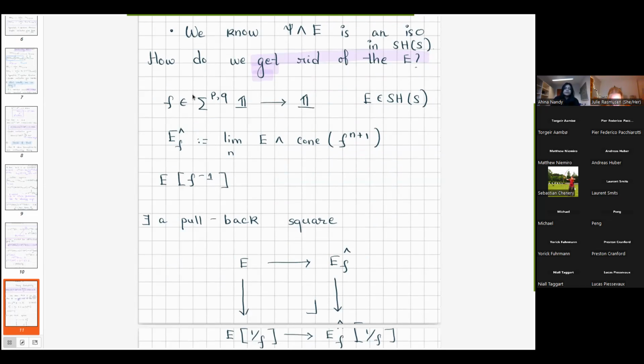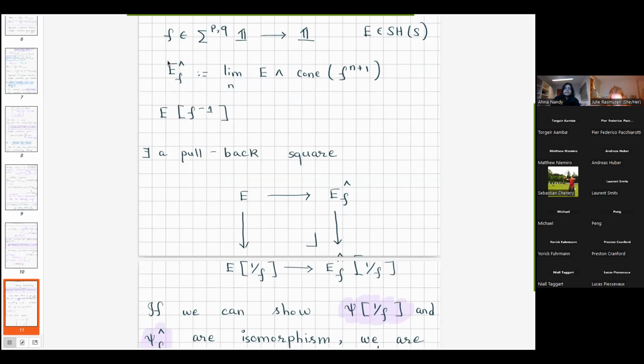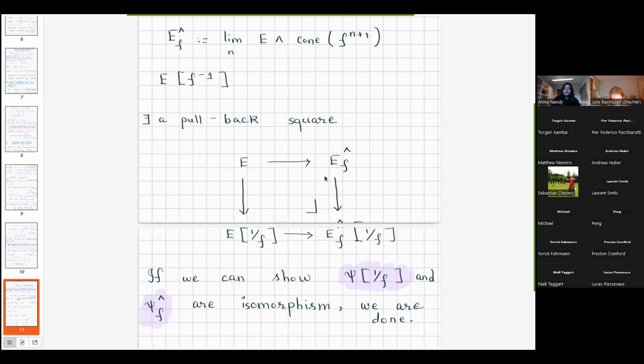Now, let's go on a detour. If you start with some F, which is a map from a shift of the unit, the sphere spectrum, we can always talk about the completion of any spectrum with respect to F, and the F-inverted spectrum. Usually, if you choose a good enough F, these are easier to compute. And there is a very nice fracture square, a pullback square. It connects the actual spectrum E you start with to the F-completed and F-inverted versions.